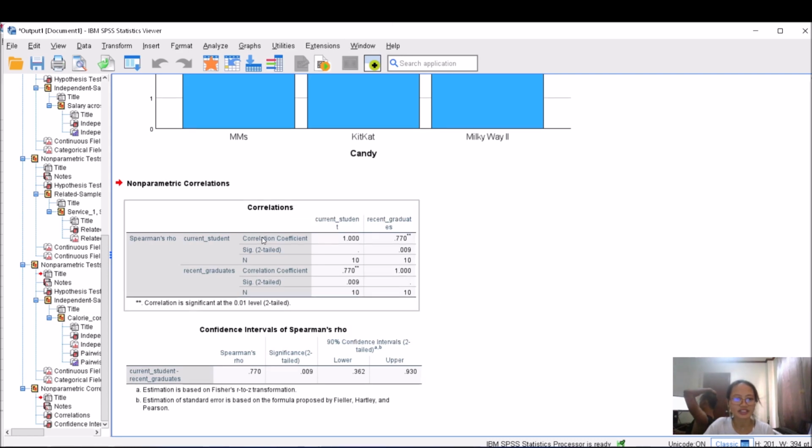Okay. So this is now your non-parametric correlation. Current student versus recent graduate. The correlation coefficient is 0.770, but the sig value is 0.009, less than 0.10, because that's the level of significance, meaning there is a significant positive relationship between your current student and recent graduate ranking, because this is 0.770. Okay, so that's the result.